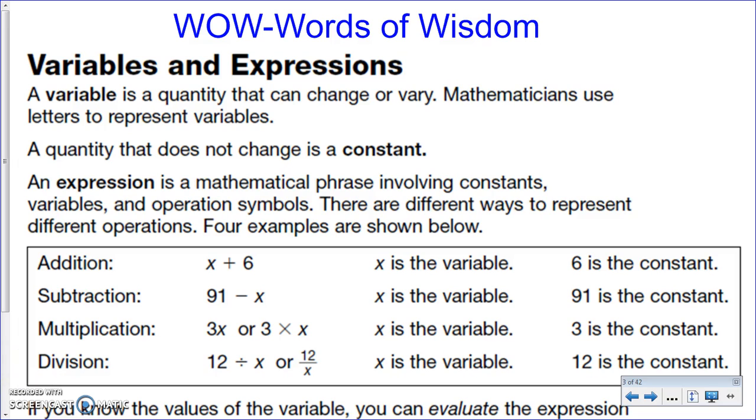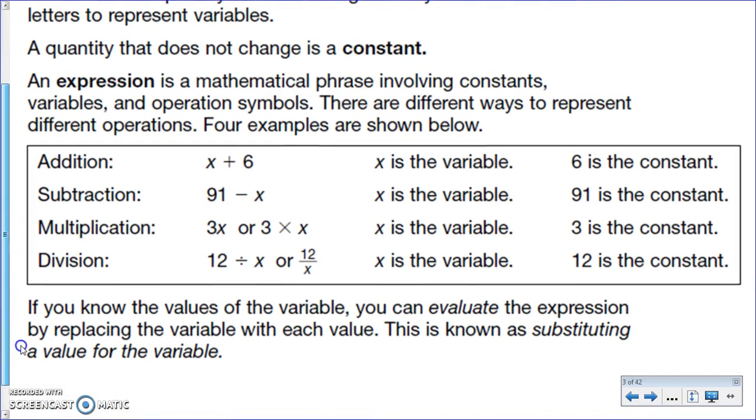There are different ways to represent different operations. 4 examples are shown below. Addition, x plus 6. x is a variable and 6 is a constant. Subtraction, 9 minus x. x is a variable, 9 is a constant. Multiplication can be written as 3x or 3 times x. When it's written with just a number and the variable next to it, it means multiplication. You're multiplying the number times whatever the variable ends up being. That is the way you're going to see it most of the time.